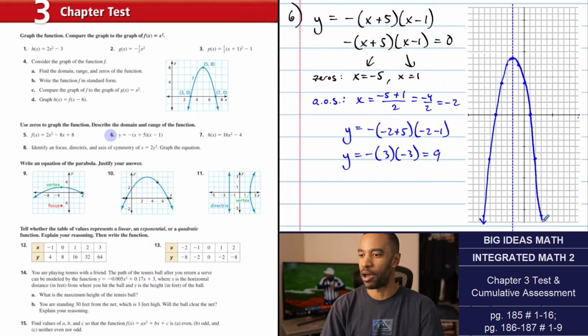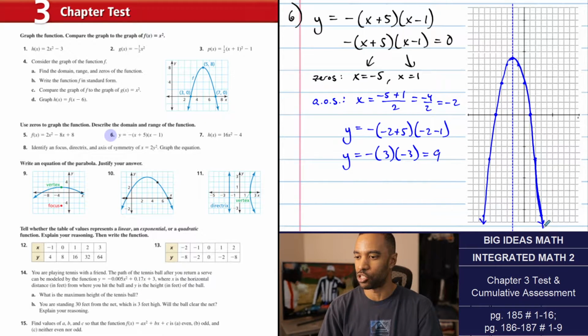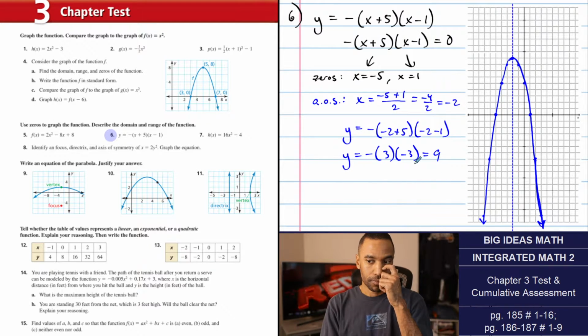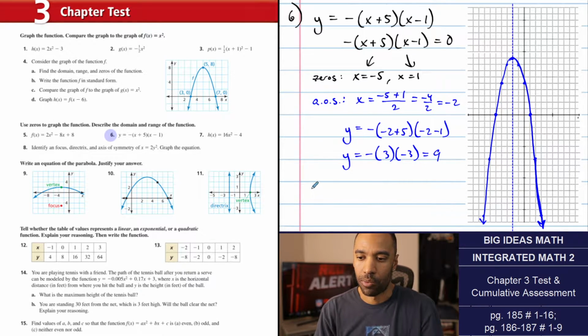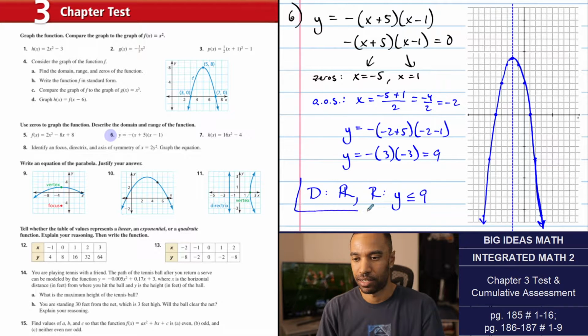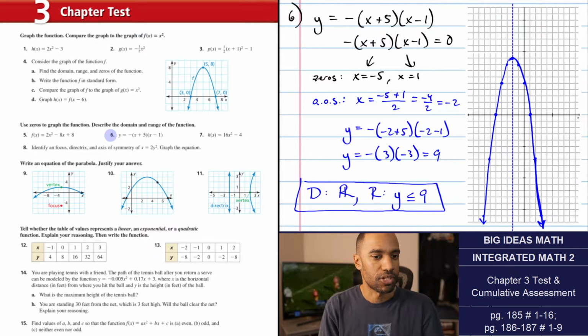Again, I don't think we solved using square roots quite yet in this chapter, so I'm going to revisit it as we know. Okay, domain, all real numbers. Range, y is less than or equal to 9. Okay, there's number 6.